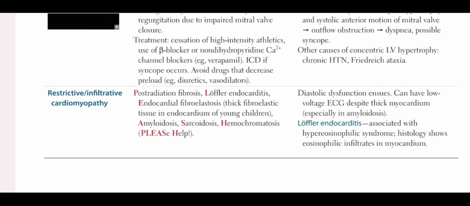Then we have the infiltrative cardiomyopathy. This cardiomyopathy is basically due to infiltration of some exogenous material. It may be post-radiation fibrosis, it may be löffler endocarditis, that is eosinophilic endocarditis, or it may be due to endocardial fibroelastosis, that is thick fibroelastic tissue in the endocardium of young children. The other causes include amyloidosis, sarcoidosis, and hemochromatosis.